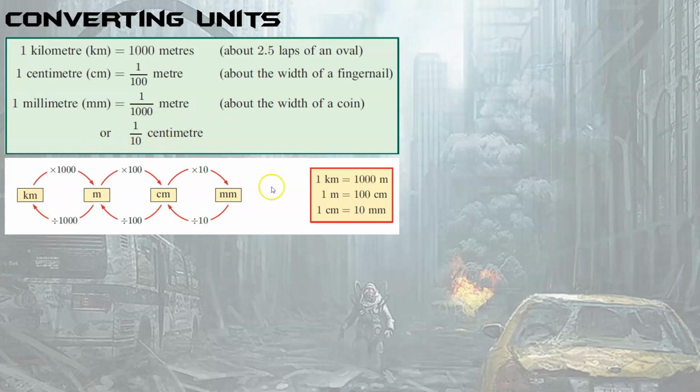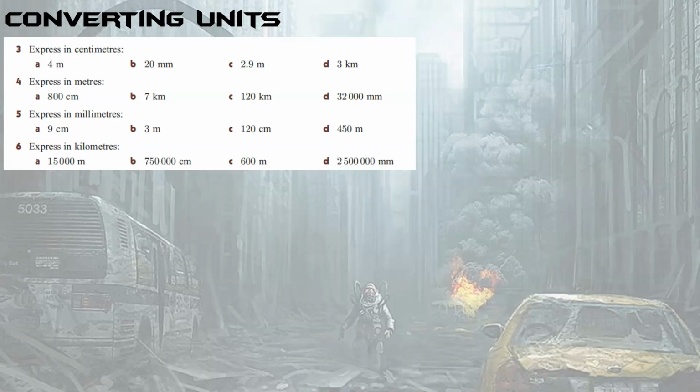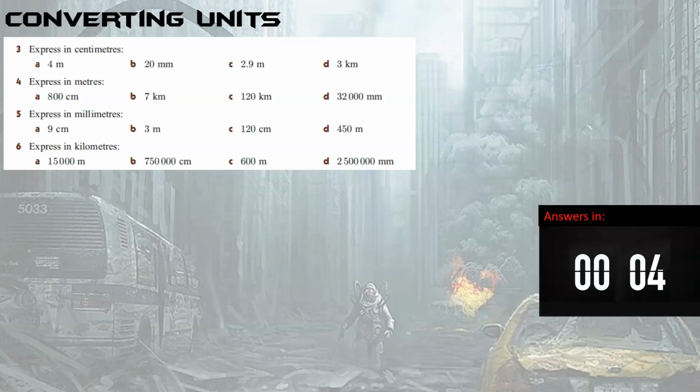So for linear units, this table is really helpful for converting. Kilometers to meters we times by 1,000, times by 100 to centimeters, times by 10 to get millimeters, and to go the other way, we just divide the values. So have a go at these questions here where we're converting units in centimeters, then expressing in meters, in millimeters, and then in kilometers. Answers will be up in 5 seconds.